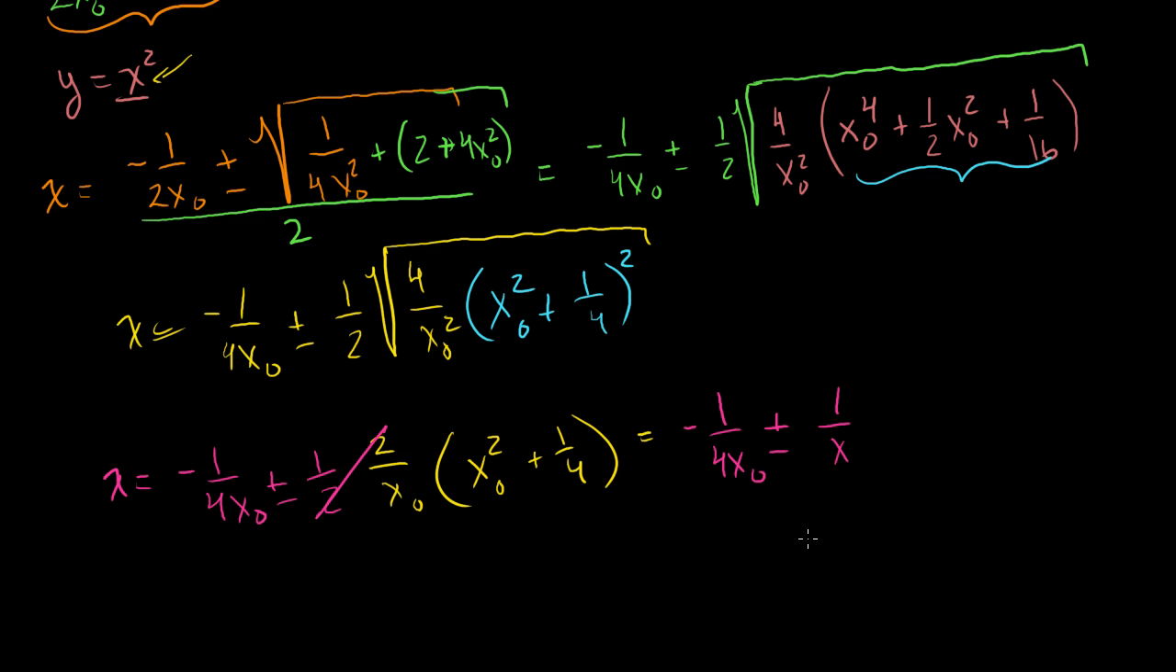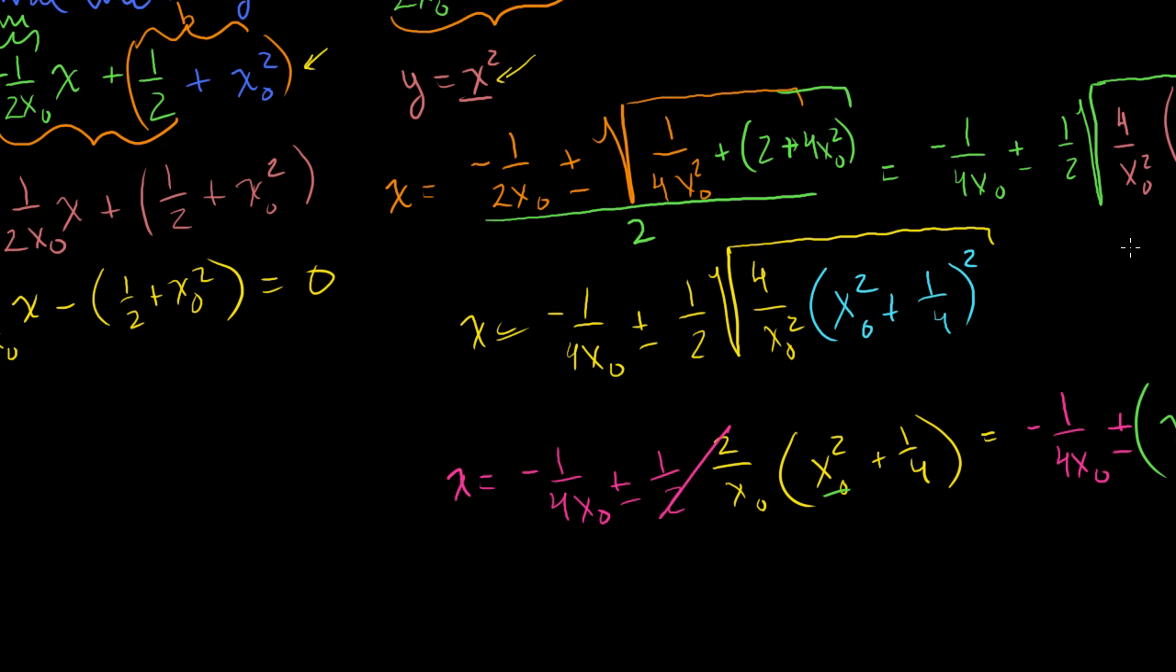Oh, sorry, we have to be very careful. x naught squared divided by x naught is just x naught. Let me do that in a yellow color so you know what I'm dealing with. This term multiplied by this term is just x naught. And then you have a plus 1/4 x naught, and this is all in parentheses here. So these are the 2 points at which the normal line and our parabola intersect.